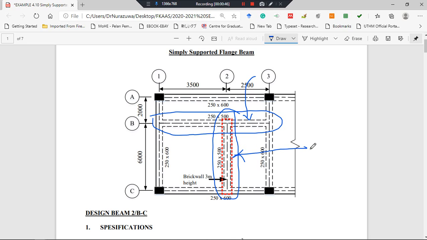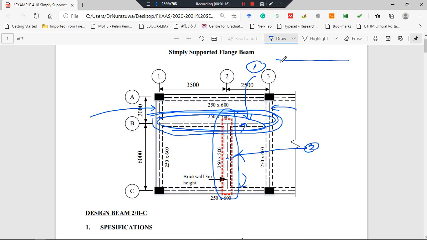Okay, this is beam number 2. This is beam number 1. So this is how you read the plan. So this is the secondary beam to this beam. Meanwhile, if you design this beam, this is the secondary beam to this beam. So when we bring this out, let's say this beam, so this is the beam.